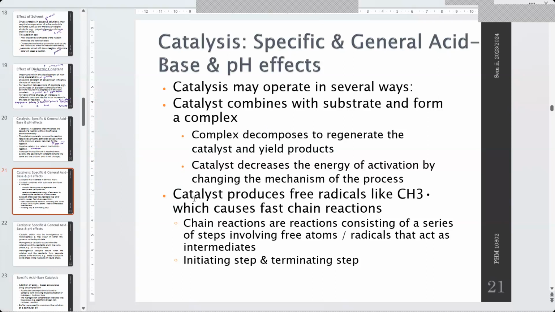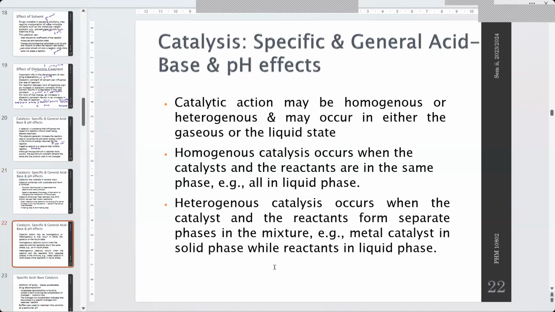As we mentioned, it works by decreasing the energy of activation. This may be by changing the mechanism of the reaction. They usually produce free radicals like CH3. This is a free radical. It is very reactive and then can start a chain reaction. Okay, it can react with other materials and initiate the reaction.